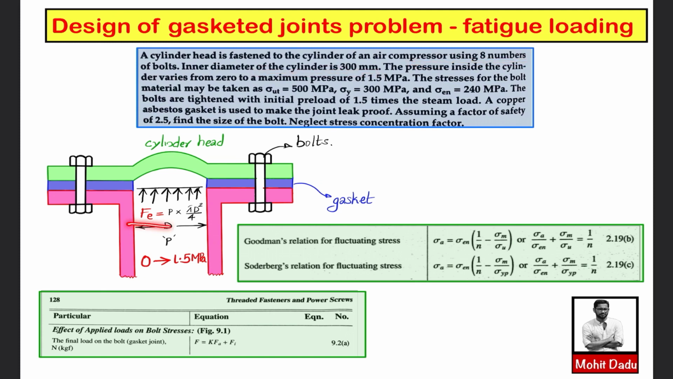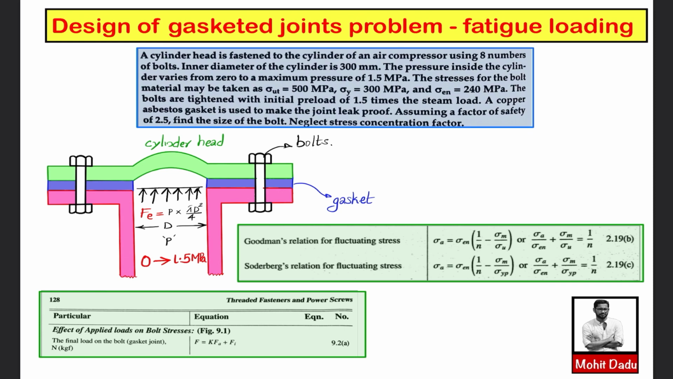The inner diameter of the cylinder, that is D, is equal to 300 mm. The pressure inside the cylinder makes the fatigue loading. The pressure is varying from 0 megapascal to a maximum of 1.5 megapascal. The stresses for the bolt, that means the properties, ultimate, yield point, and also endurance, are given. So we have to consider this fatigue loading, or you have to solve by using the fatigue theories of failure.